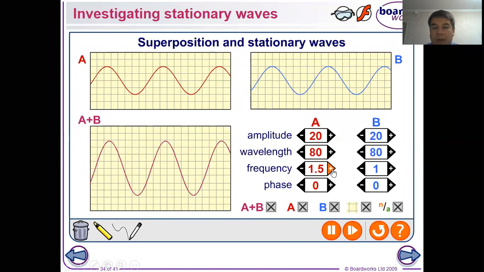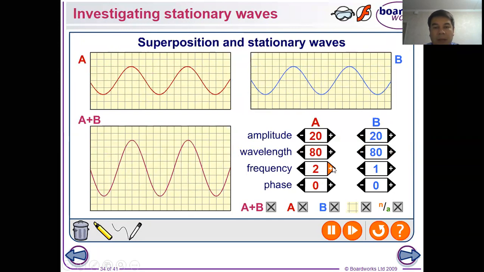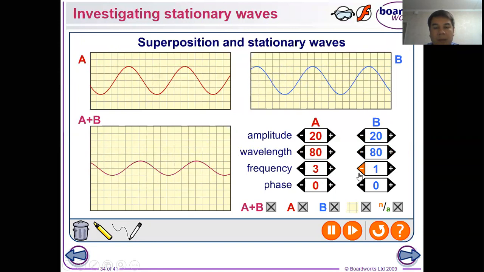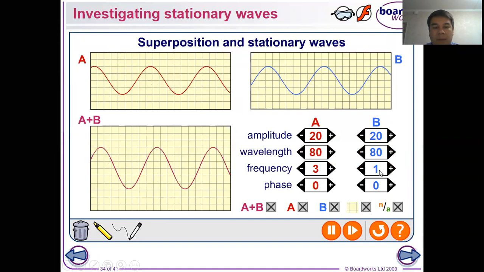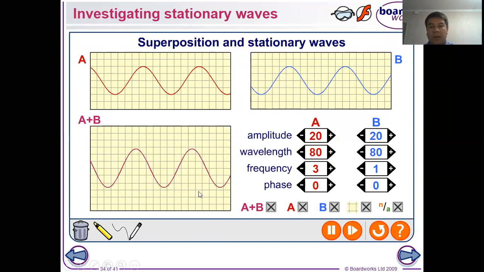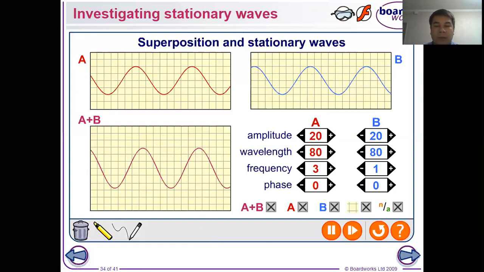Let's see about the frequency. I'm changing the frequency of A to 3, and for B it's 1. We can also see the demonstration of this case. So dear students, I think it's all clear for you.